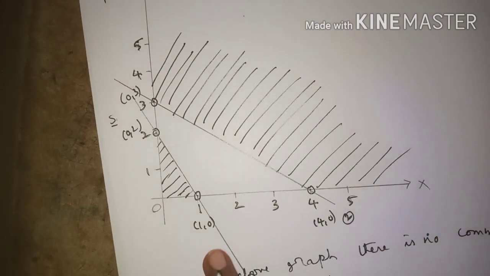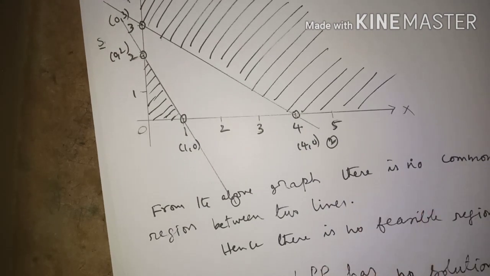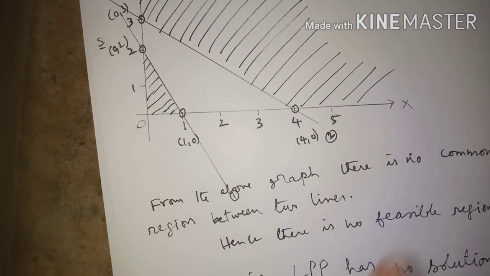We'll get the graph like that. There is no common region. There is no feasible region. That's why such type of graphs are having no solution. Thank you very much.